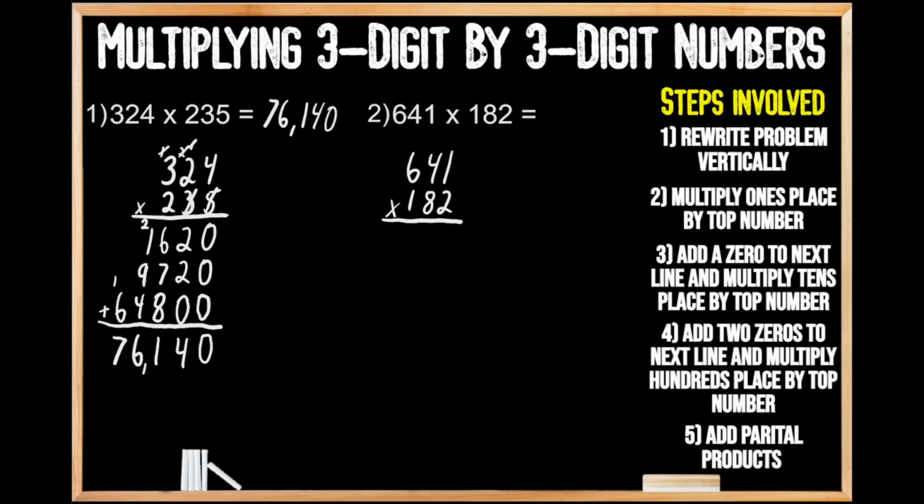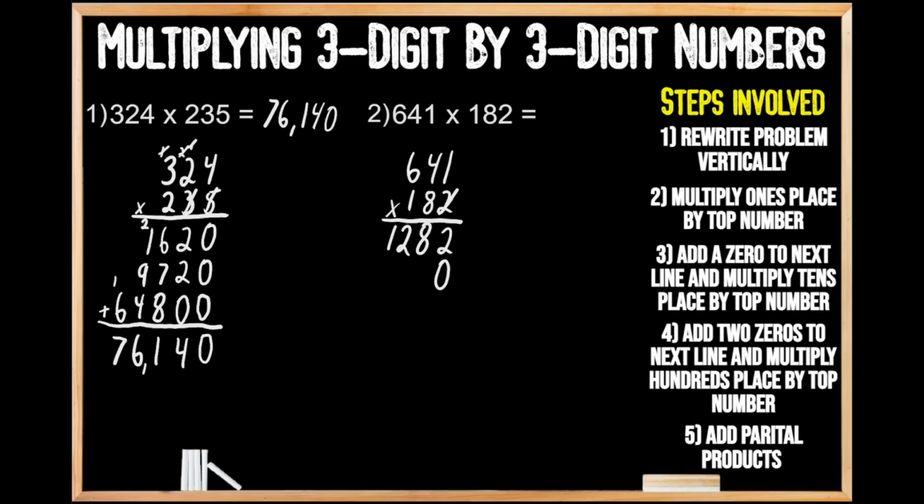So 2 times 1 gives us 2, 2 times 4 gives us 8, and then lastly 2 times 6 gives us 12 for 1,282. So now we're going to put a line through the number in our ones place, and then we're going to start out with step number 3, where we're going to add a 0 to the next line, and then we're going to multiply by our tens place.